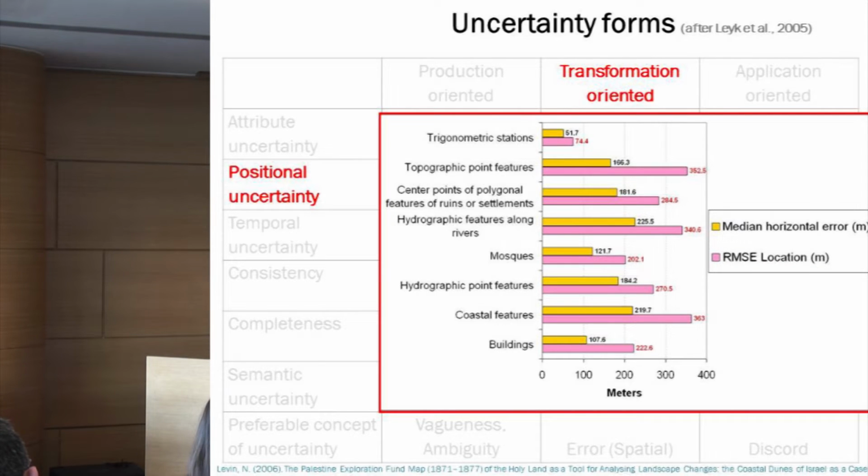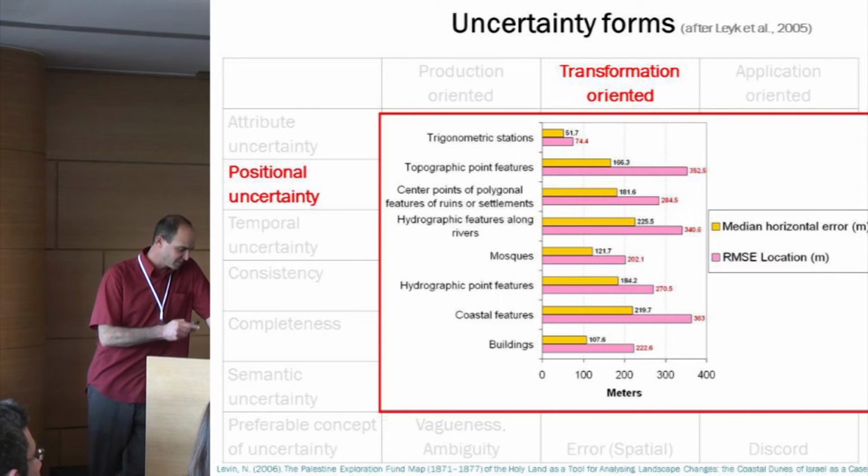However, other items, for example, where two rivers meet, are mapped at lesser accuracy. So different objects are mapped with different accuracies in historical maps. So we should also have this in mind.